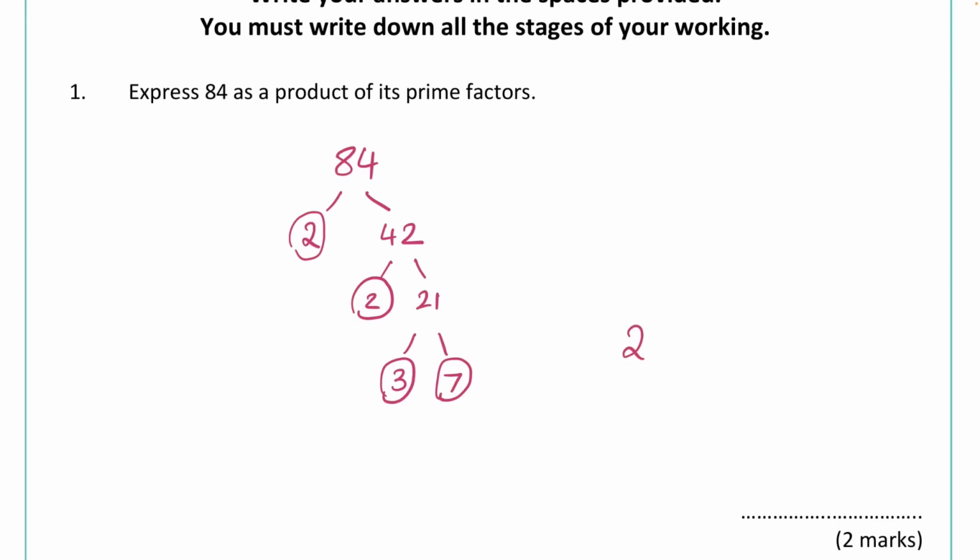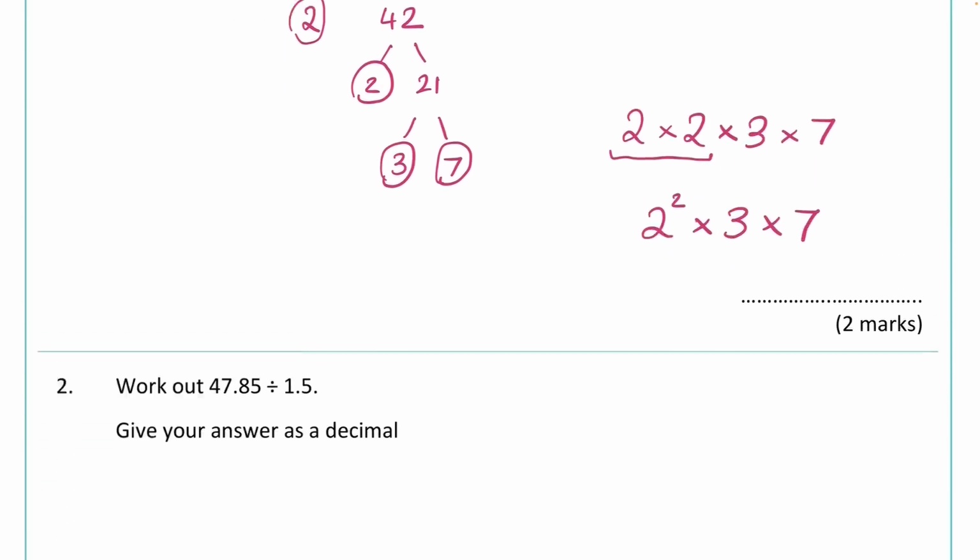So our answer we can write in one of two ways, 2 times 2 times 3 times 7, or the two 2's here can be written as 2 squared. So 2 squared times 3 times 7. Either one of those answers, absolutely fine for your final answer, but of course only give one of them. And there we go, question 1, product of prime factors.